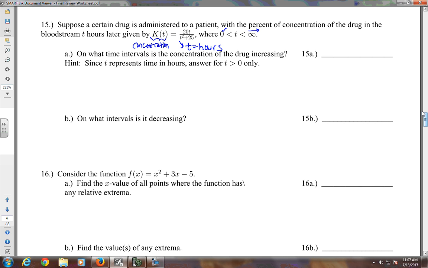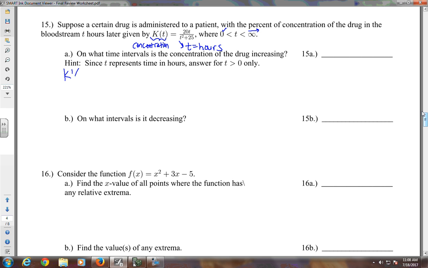On what time intervals is the concentration of the drug increasing? And then on part B, on what intervals is it decreasing? So really, I'm going to be doing the same process that I did on problem 14. I'm just using a different function. So what do I need to know in order to answer this question? I need to know where the derivative is positive and where the derivative is negative. All right, so first step, find the derivative.